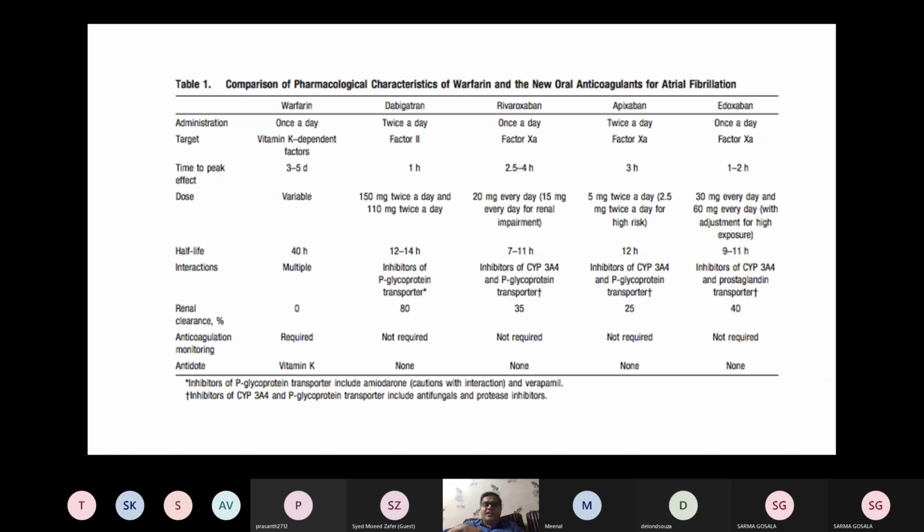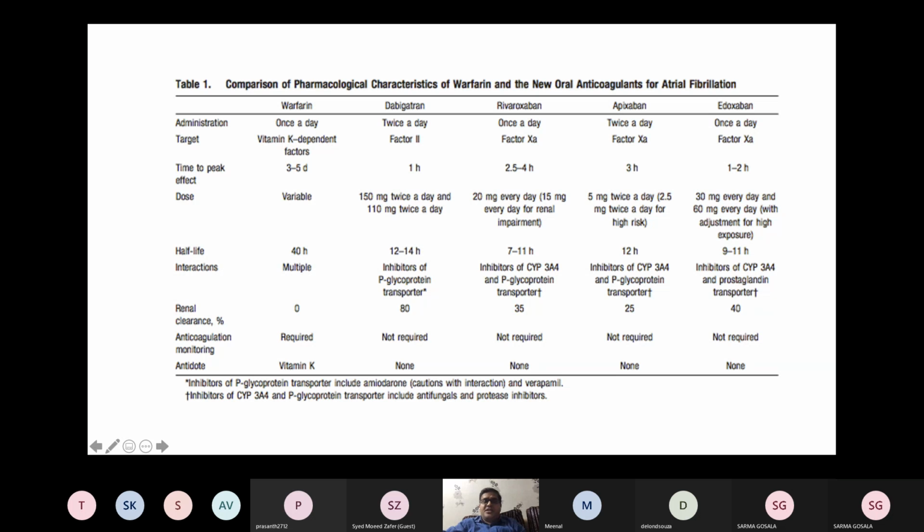Coming to further pharmacological characteristics of NOACs as compared to warfarin. The major important point, you can see, is that the time to peak effect is 3 to 5 days in warfarin. I think that's the most significant difference, whereas all the NOACs have a very fast time to peak effect. Dabigatran is just 1 hour, so it is rapid acting, slightly longer in rivaroxaban, whereas 3 hours in apixaban. So that's the reason why you don't need bridging with heparin for the NOACs.